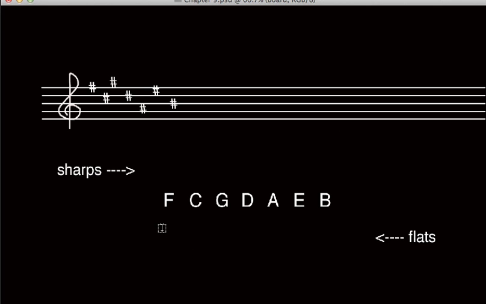Remember, the order of sharps is always going to be that way. So if I have a key signature with 4 sharps, the first one's always going to be F, then C, then G, then D.